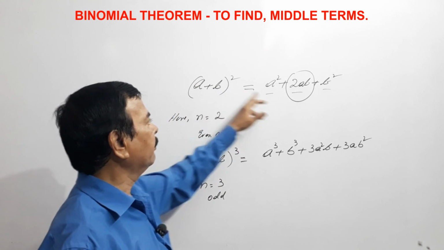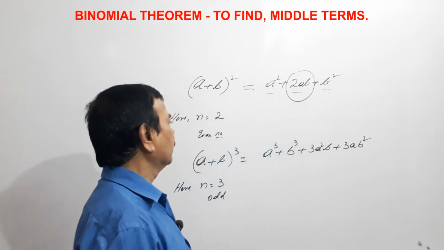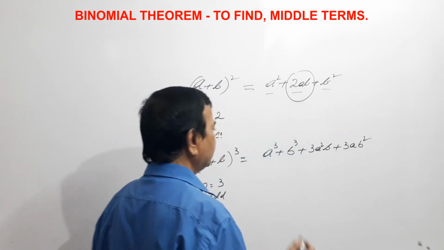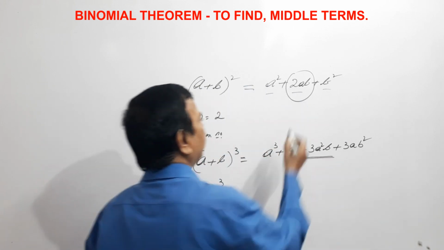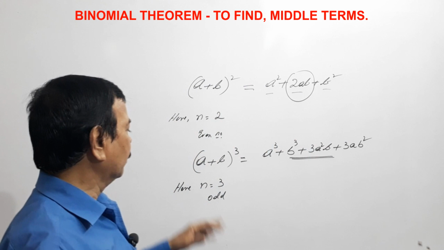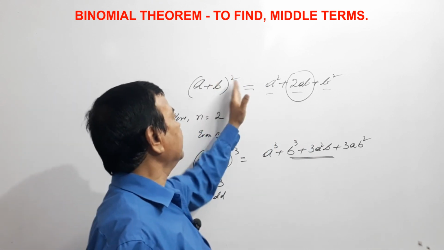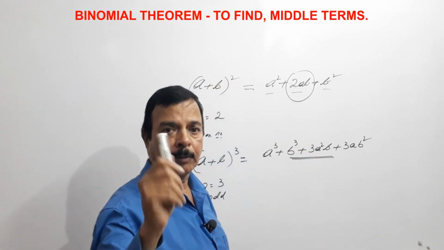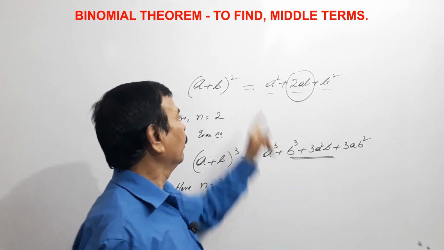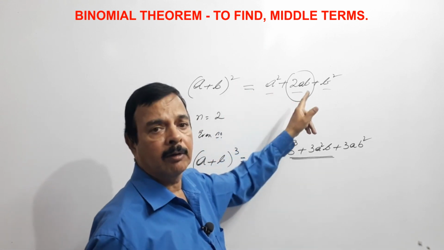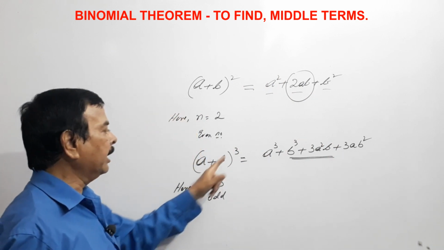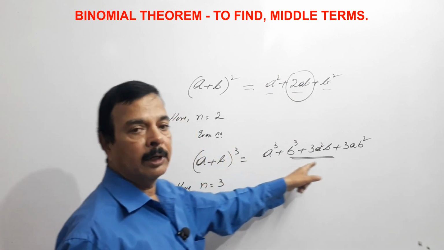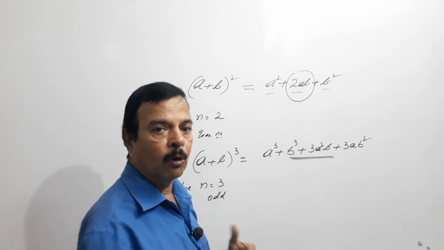When n is even, we have 3 terms, right? So what are the middle terms in this? Here we have 2 middle terms. Here we have 1 middle term. So when n is even, we will have only 1 middle term. Please note, when n is even, we will have only 1 middle term. And when n is odd, we will have 2 middle terms. I will tell you how to go about it.